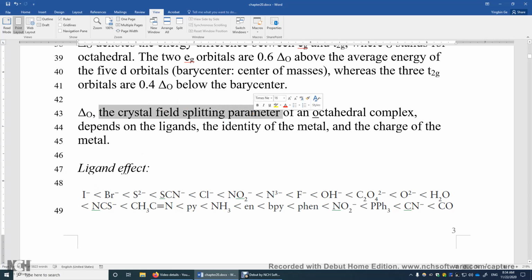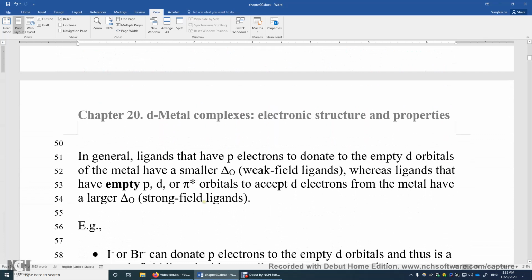All right. So again, we'll explain this with molecular orbital theory in section two. For now, it explains to you that fluoride, chloride, bromide, iodide have additional lone pair p electrons that can be donated to the empty d orbitals of the transition metal, and this effect lowers this delta O. All right.